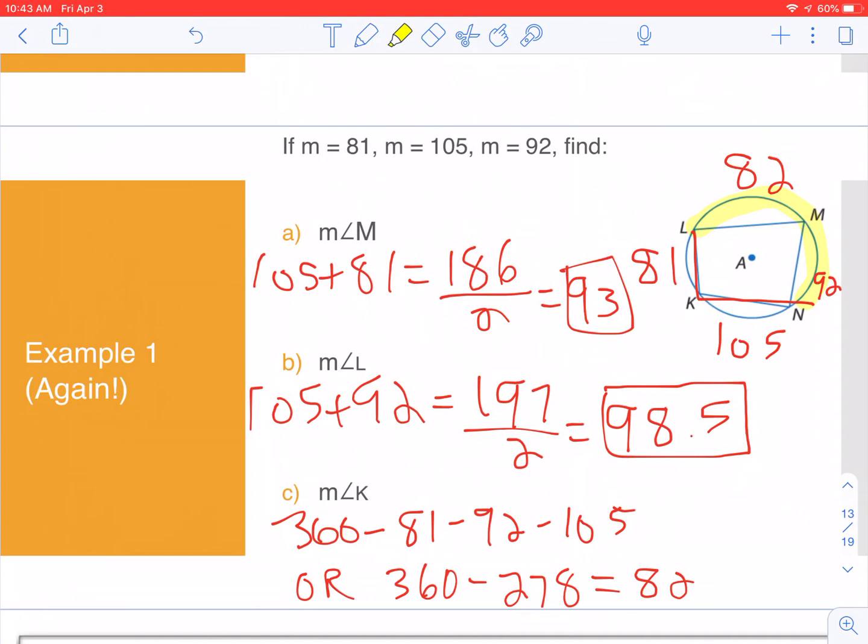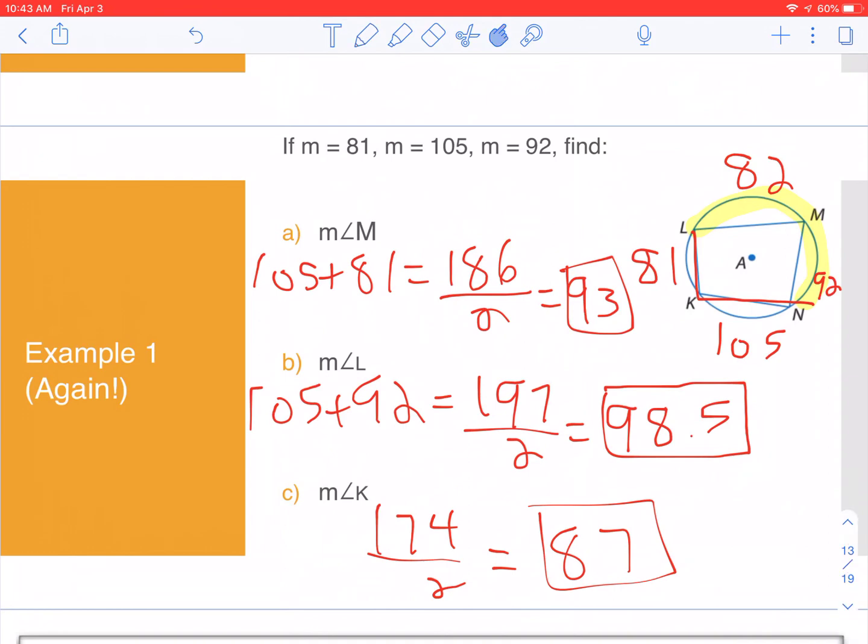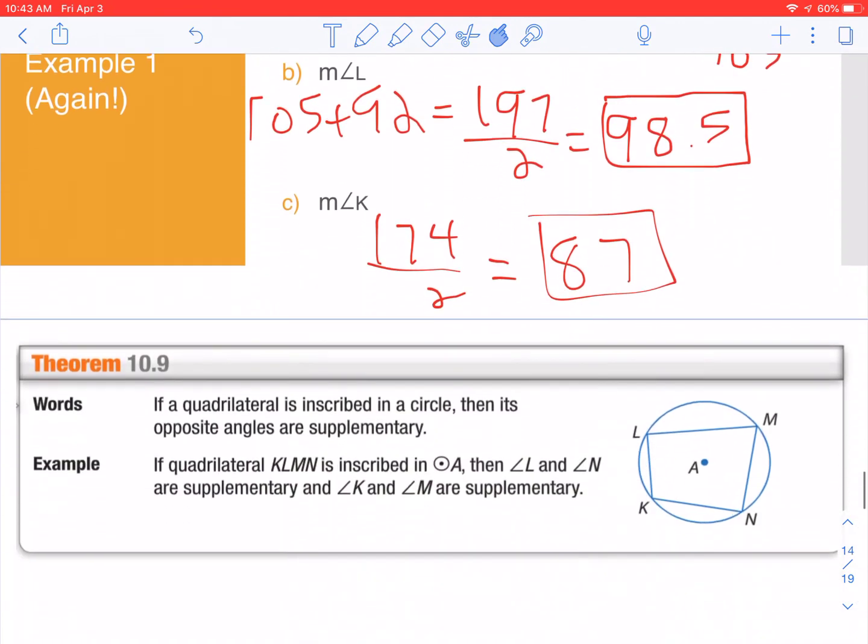82 plus 92 is, I'm going to erase this down here. Sorry, guys. 82 plus 92 is 174. 174 over 2 is 87. Okay? Hopefully you guys followed that. If not, hey, rewind. See if you can catch it again.